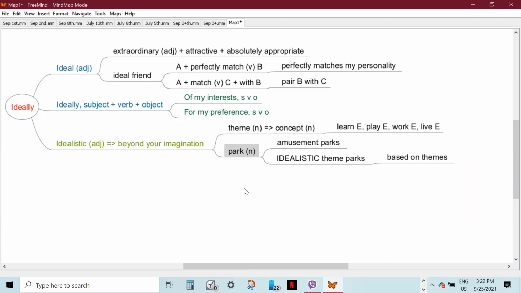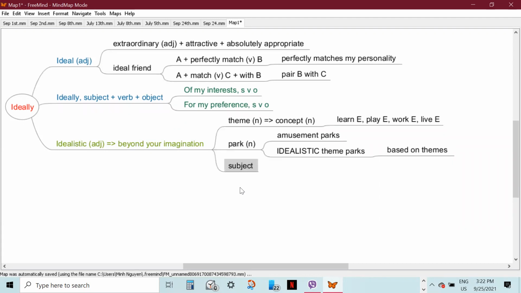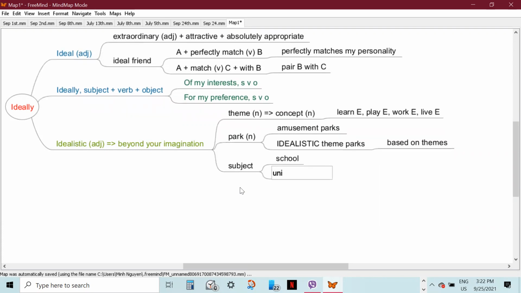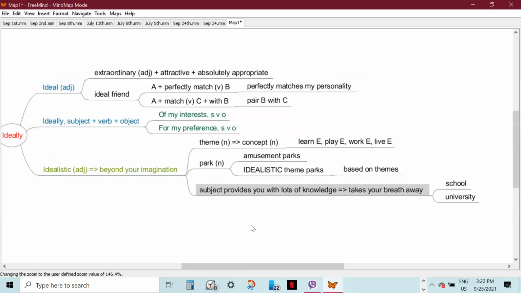Or if you study a subject in your school or in your university, and that subject provides you with lots of knowledge, and those kinds of knowledge take your breath away. We have a phrase like take somebody's breath away. It means that those kinds of knowledge amaze you. So right here, we have a very good sentence in English, take my breath away. For example, your idea takes my breath away.